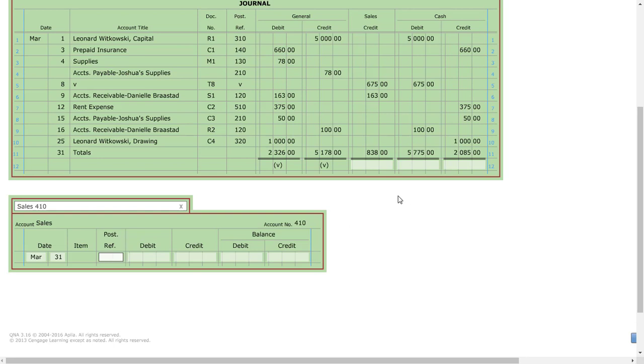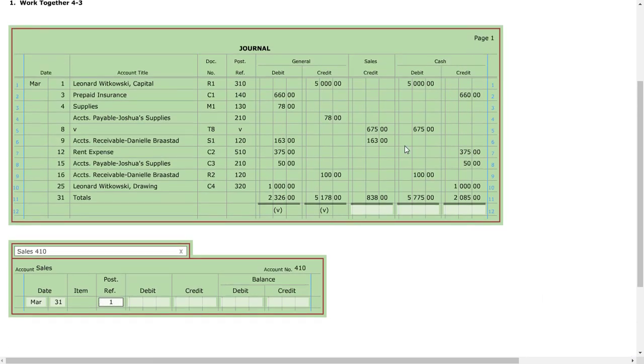What is my post reference here, Bryce? Why? When I look here in my journal, it's the first page, exactly. Now, sales, am I affecting it as a debit or a credit? Credit, because that's what the column says, sales credit. So I'm going to go here and do 838 as a credit. Previously, my balance was 0, so now I have a balance of 838 as a credit. My last step is always to take my account number, go back up here and post it, and again, I need to put it in parentheses, 410.